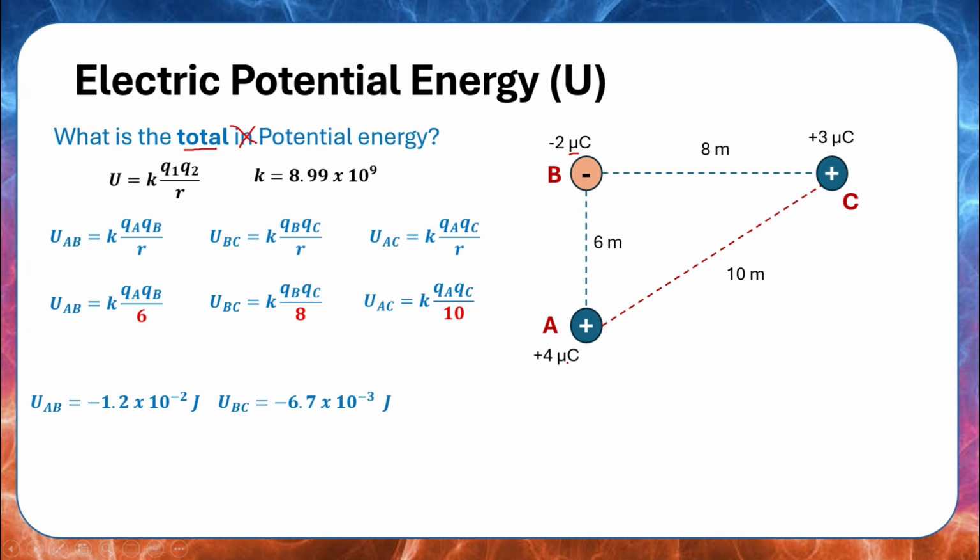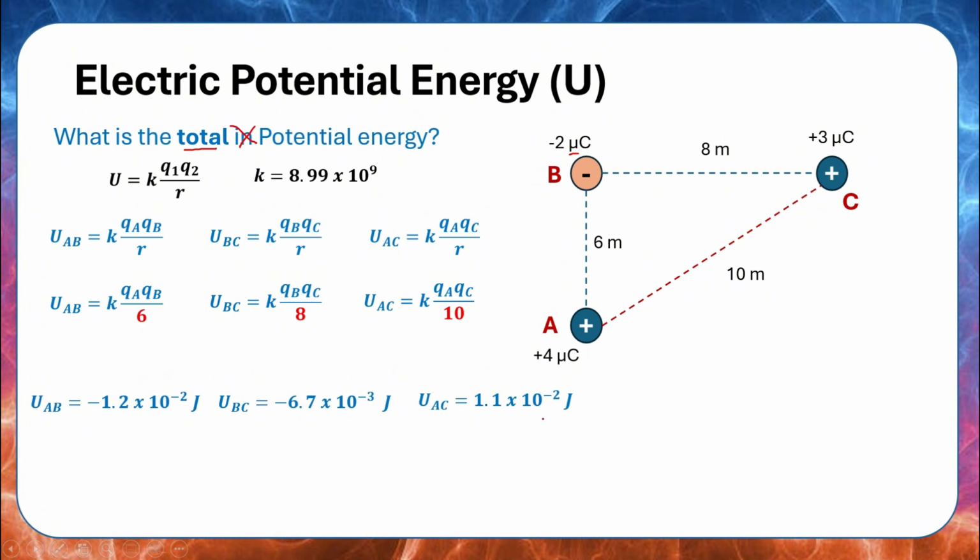It's because for A and B, we multiply a positive and a negative. And for B and C, we multiply a negative and a positive. That's why the answers for their energies are negative. Now we have A and C. So we multiply positive and positive, filling out these values here, and we get the energy between A and C as 1.1 times 10 to the negative 2 joules.